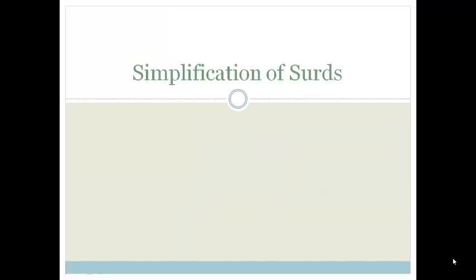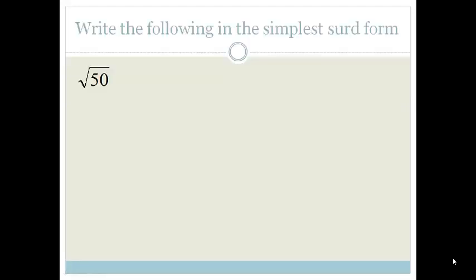In this lesson, we're going to be basically simplifying surds. And what we're going to be doing is using the combination of all the rules that we have learned so far of our surds and our rational exponents. So let's look at a few examples. It says, write the following in the simplest surd form. And this is basically going to be what we have to do for each of these examples.